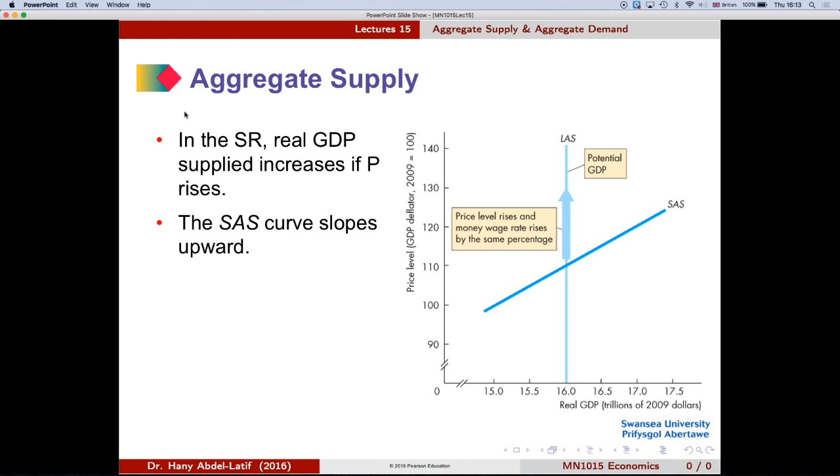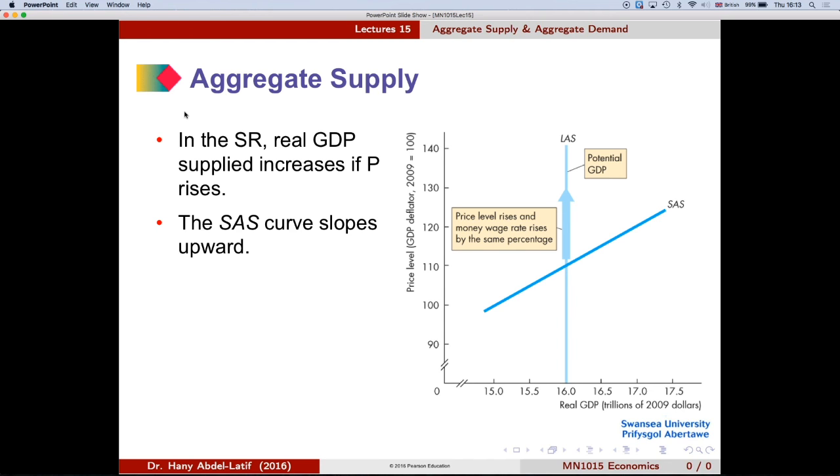Remember, as I say, it's very important to understand how the money wage rate adjusts. So in the short run, the money wage rate is not changing, it's constant, it's very sticky, so it doesn't respond very quickly. So it takes time until it adjusts. In the long run, if the price level changes, the money wage rate will change by the same percentage. That's why we have a vertical line. So that's why the long run aggregate supply curve is vertical.